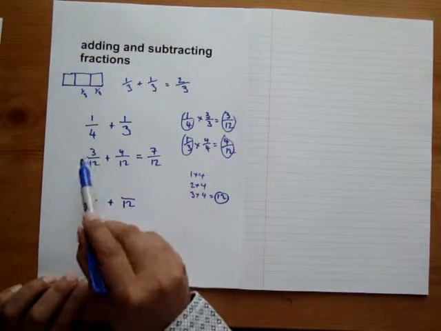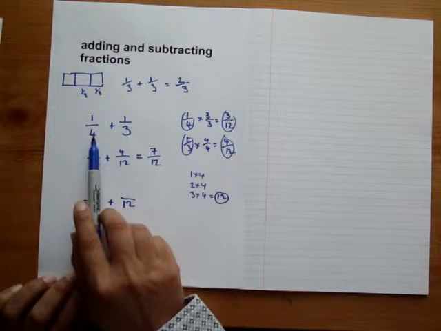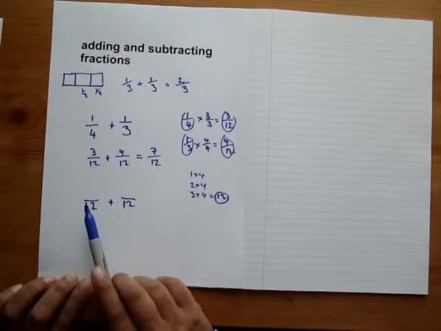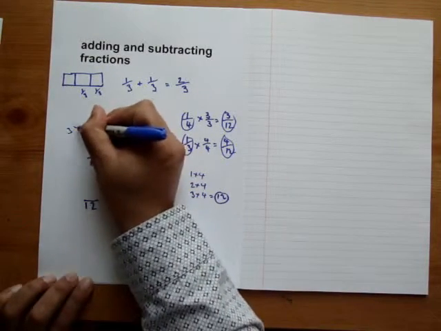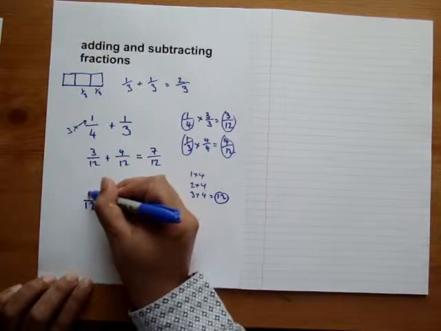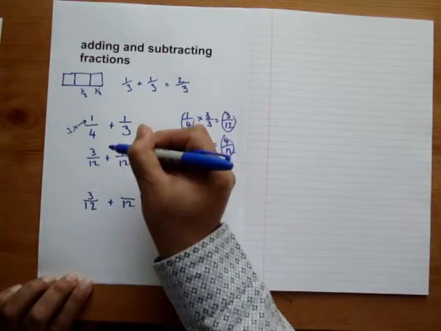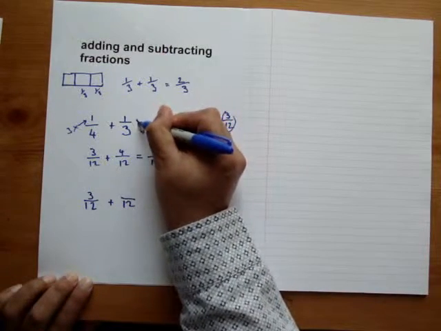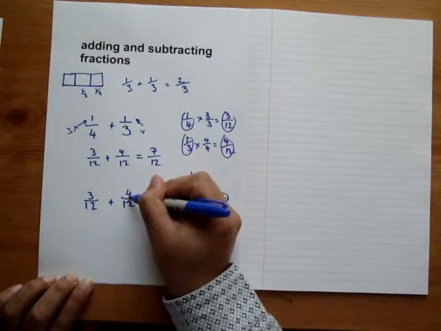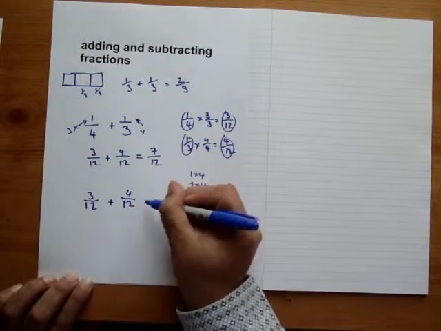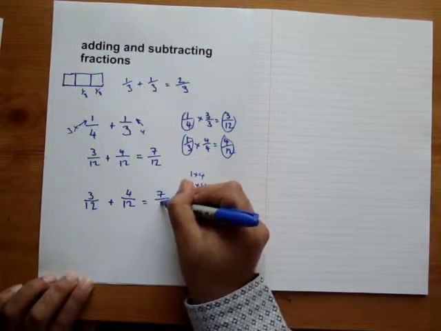Then for our original addition problem, we say how many 4s go into 12? 3. Multiply the 3 times the 1, and we get 3. How many 3s go into 12? 4. So multiply 4 by the top, and we get 4. Now add them together. 4 12ths add 3 12ths, 7 over 12.